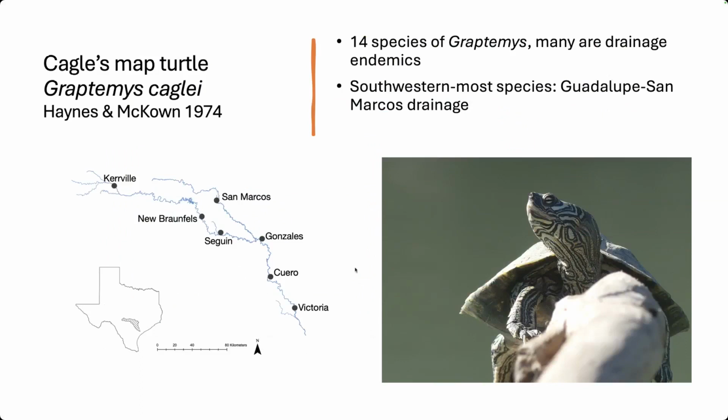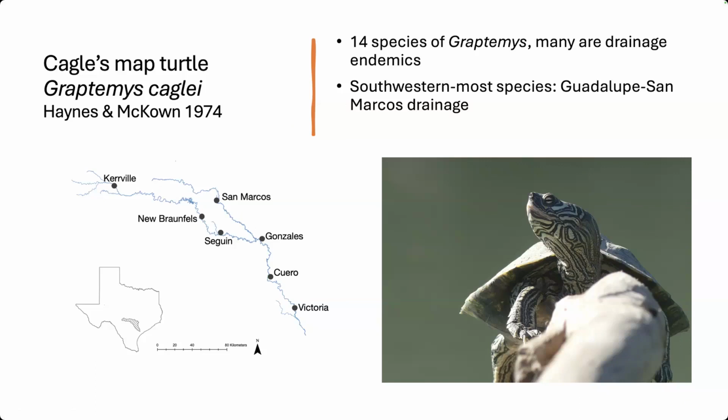And yeah, with that, let me give you a little background on Cagle's map turtle. All right, so Cagle's map turtle is Graptemys caglei, one of about 14 species of map turtles that are collectively one of the most species-rich groups of emydid turtles and found throughout eastern North America. Some of these species are quite widespread, but for the most part, many Graptemys are drainage endemics that have highly restricted distributions. And one example of this, of course, is Cagle's map turtle, which is endemic to the Guadalupe, San Marcos, and Blanco rivers, as you can see on this map, orienting you to where our study area is.